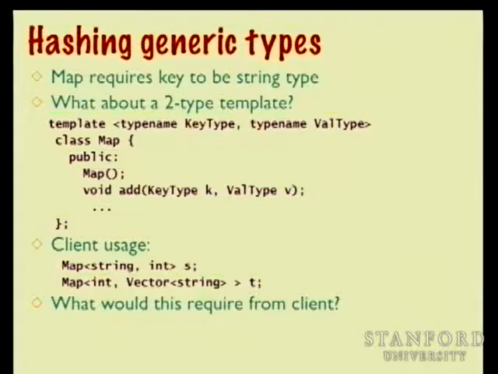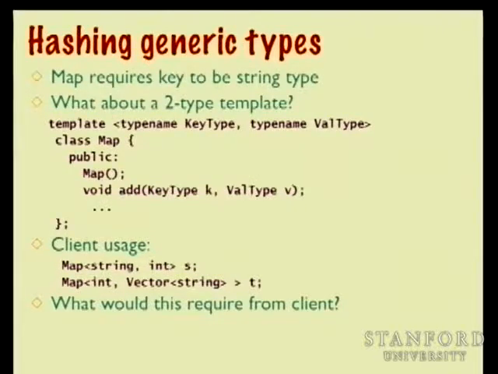You can actually have a template that has a type name for the key type and a type name for the value type, and then in the member functions you can refer to both key type and value type as these two distinct placeholders. Then when the client sets it up, they'd say, I want a map that has strings that map to integers. Maybe this is words and the page they appear in a document. Or I have a map of integers and a vector of string. Maybe this is score on an exam and the names of the students who got that score.